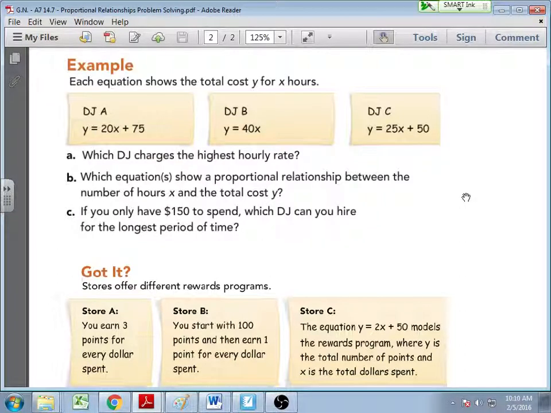What do you think this 20x, 40x, and 25x, what do you think those represent? That would be the price per hour, because it's x hours. So if it's multiplied by x, that's the price per hour.